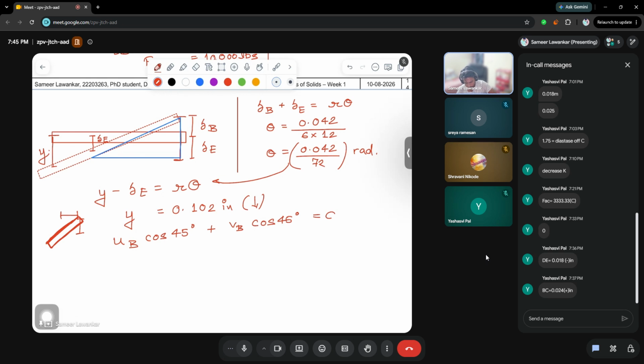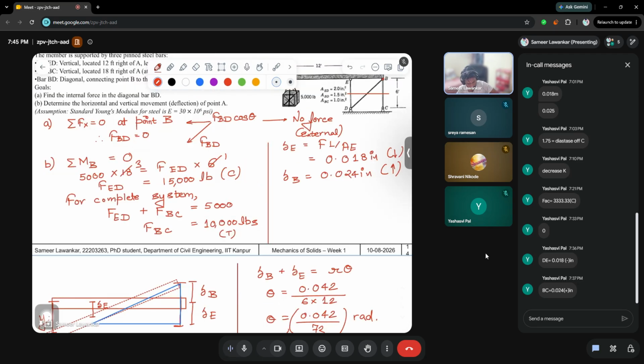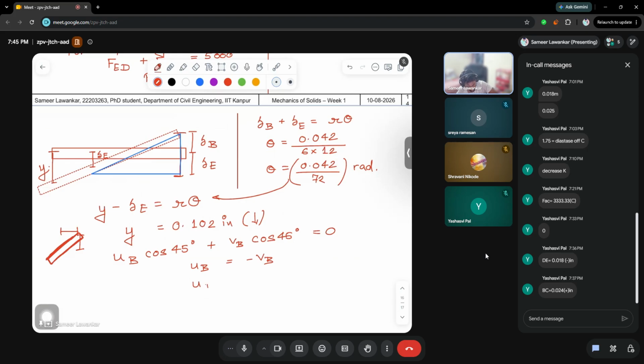Using this, we can simply get ub is nothing but equal to minus vb, and we know the value of vb, we just calculated it for the deflection. That is nothing but this portion. So we get ub equal to minus 0.024 inches, or in another fashion, 0.024 inches in the left direction. I hope this concept is clear to you.